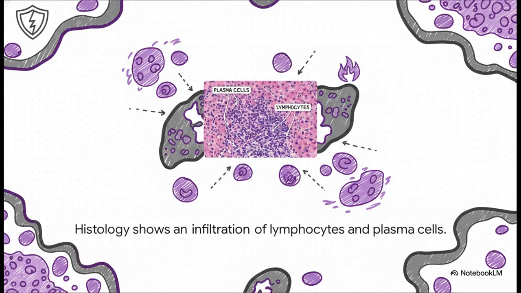But the absolute gold standard, the thing that seals the deal, is a liver biopsy. And when you look at the histology, you can literally see the attack happening. All those dense little purple dots, that's the immune system's army, lymphocytes and plasma cells that have swarmed into the liver tissue, causing all that inflammation and chaos. This image is the smoking gun.